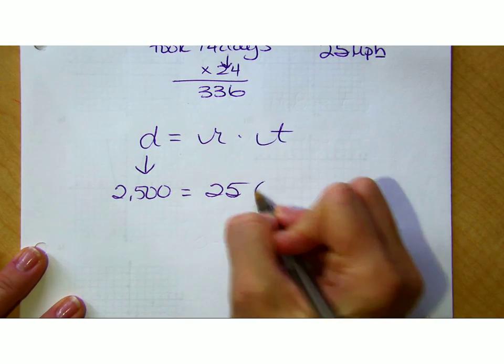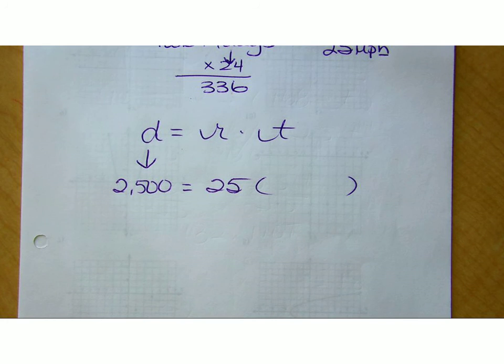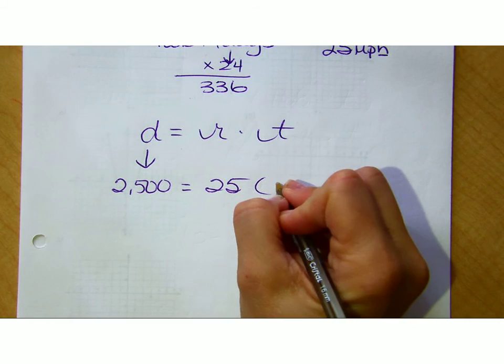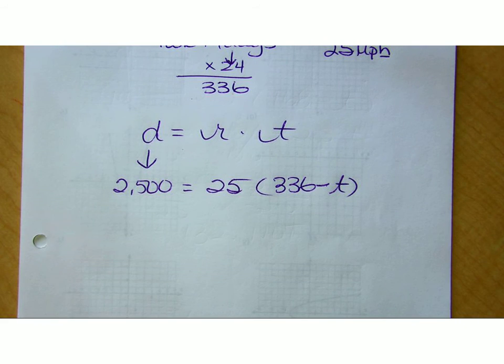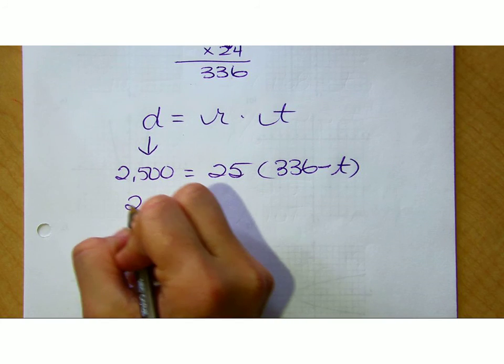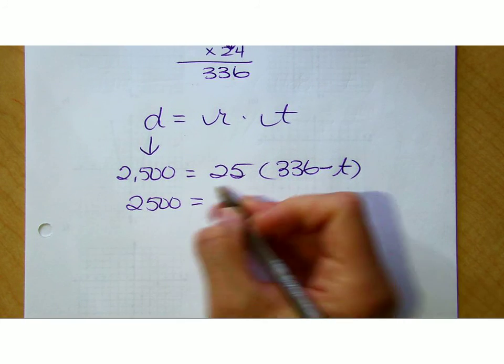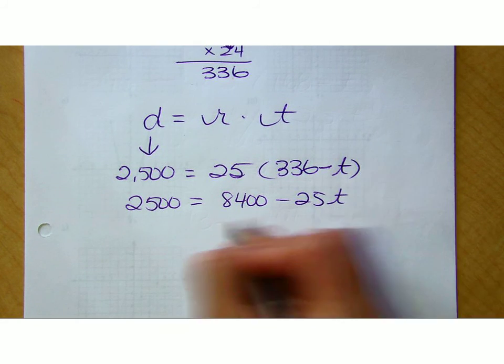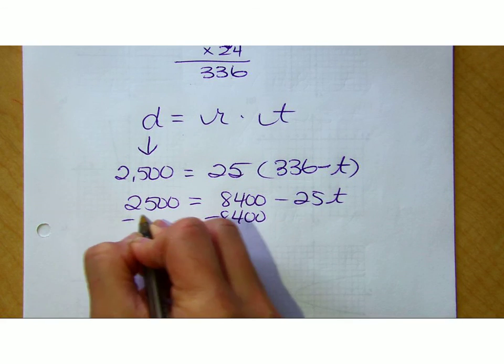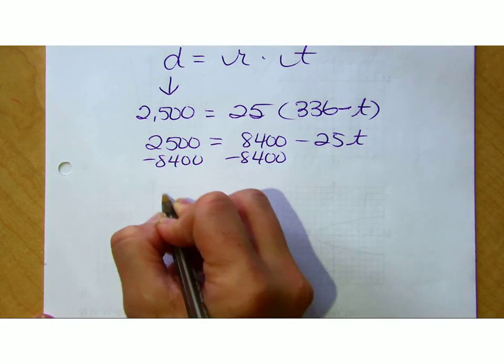And if I just put T, that would give me the time that they were flying for. But I want the time that they weren't. So let's do what? Let's subtract that time in the problem instead of after the problem. Got it? 2,500 is equal to 8,400 minus 25T. Minus 8,400 gives you negative 5,900.